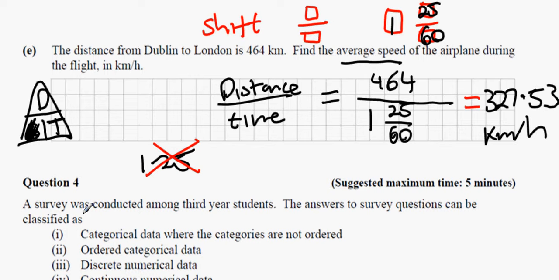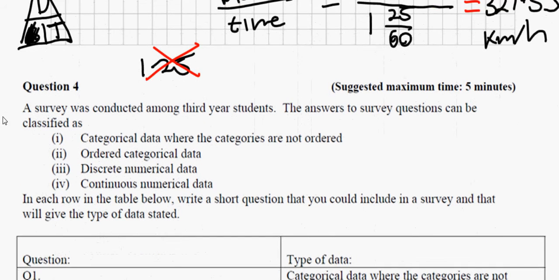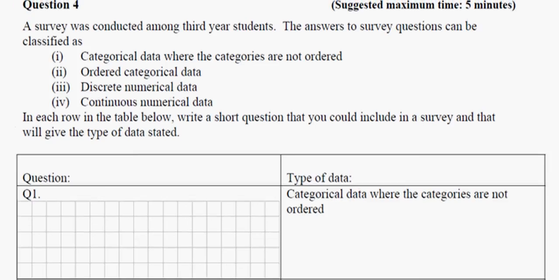Okay, next one. A survey was conducted among third-year students. The answer to the survey questions can be classified as categorical data, where the categories are not ordered, ordinal categorical data, discrete numerical data, or continuous numerical data. In each row on the table below, write a short question that you can include in the survey, and that will give you that type of data.